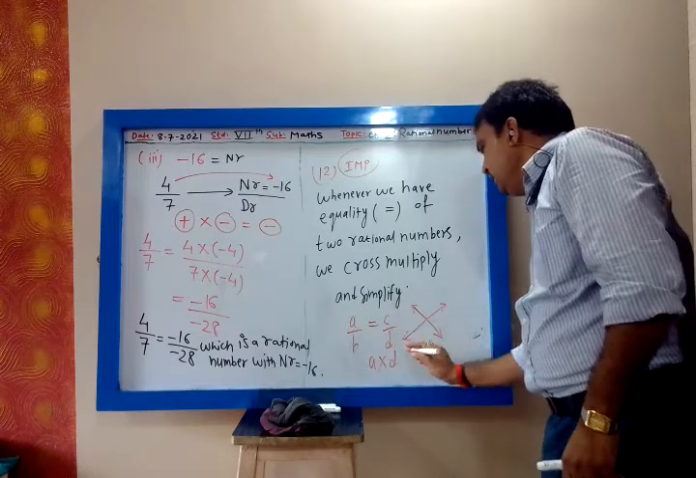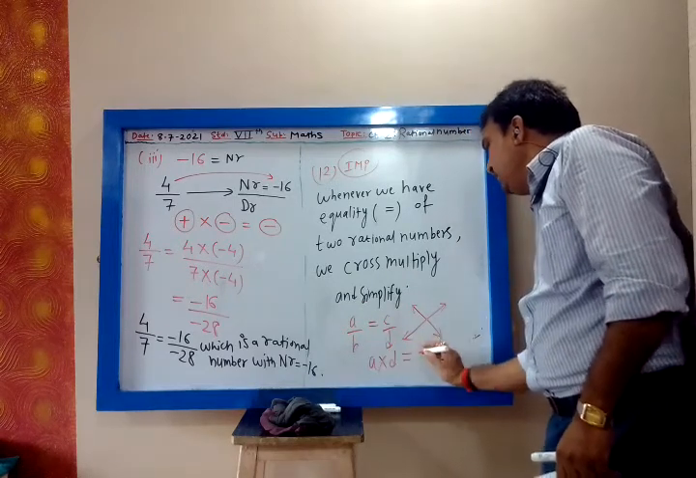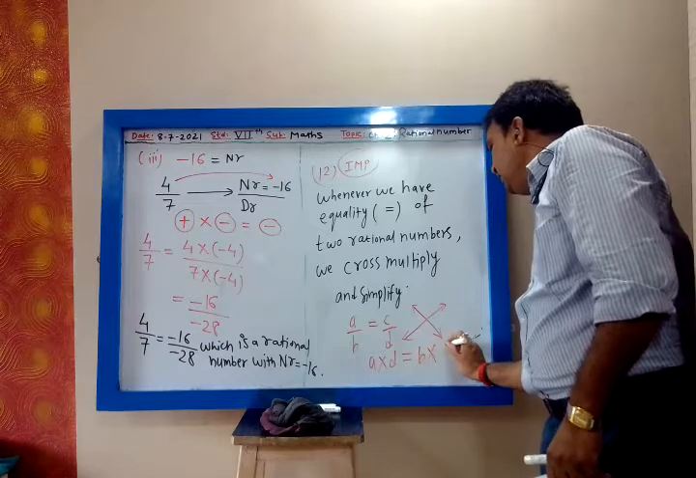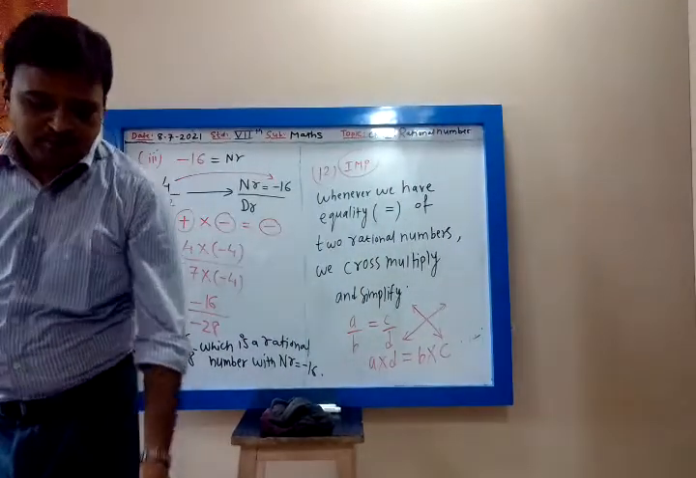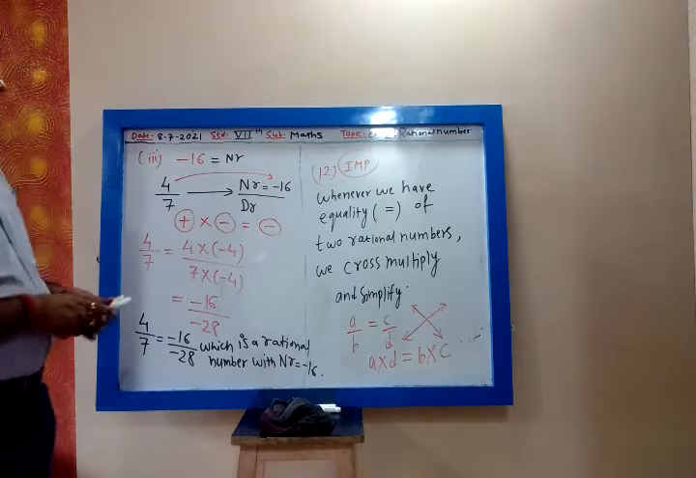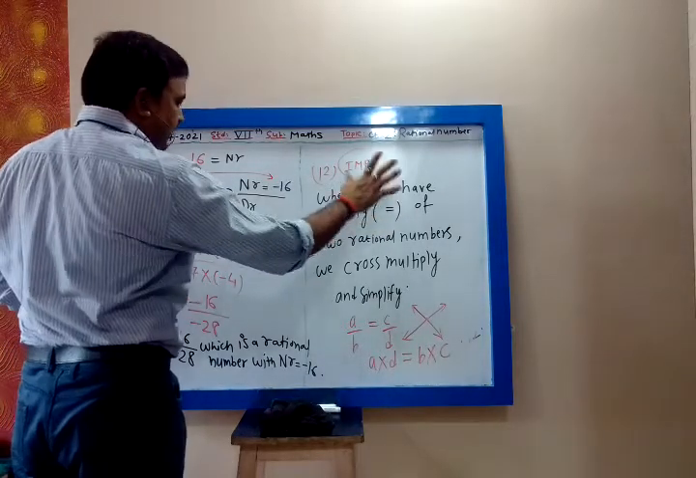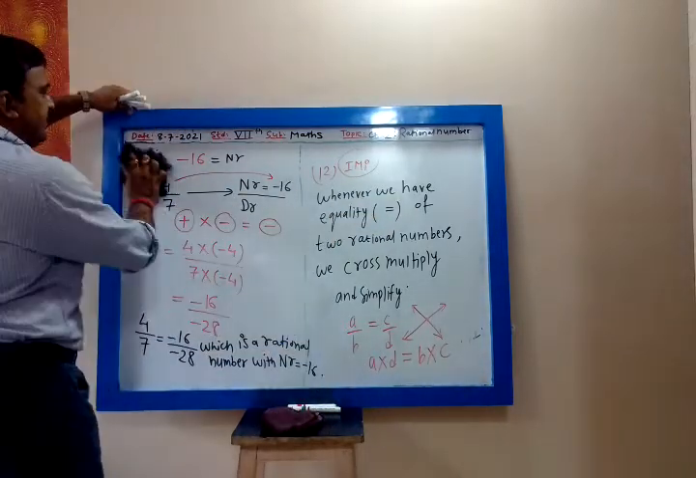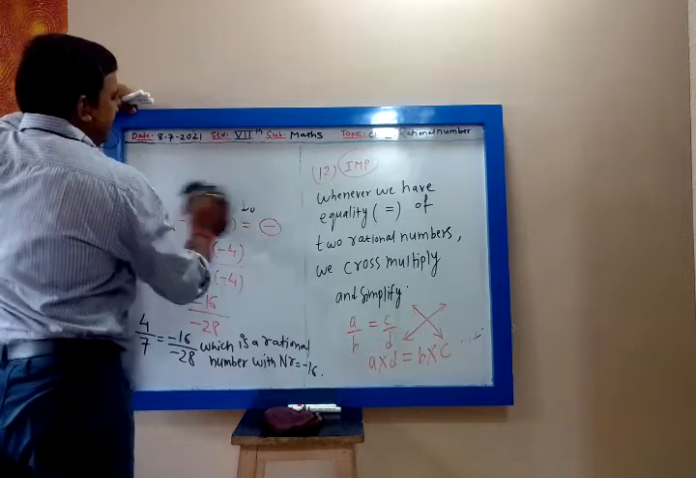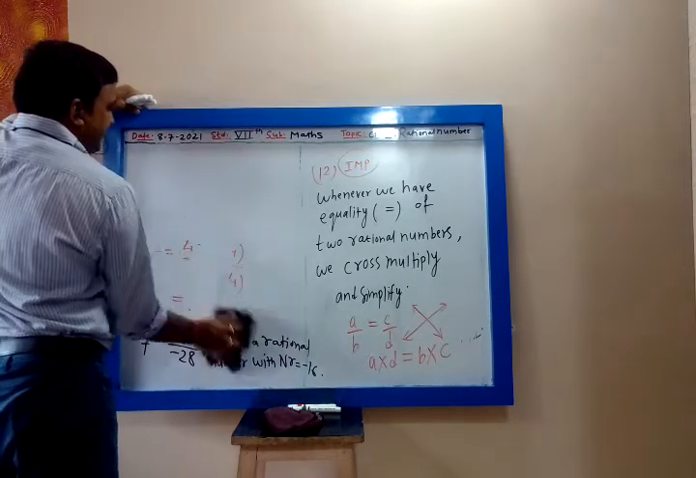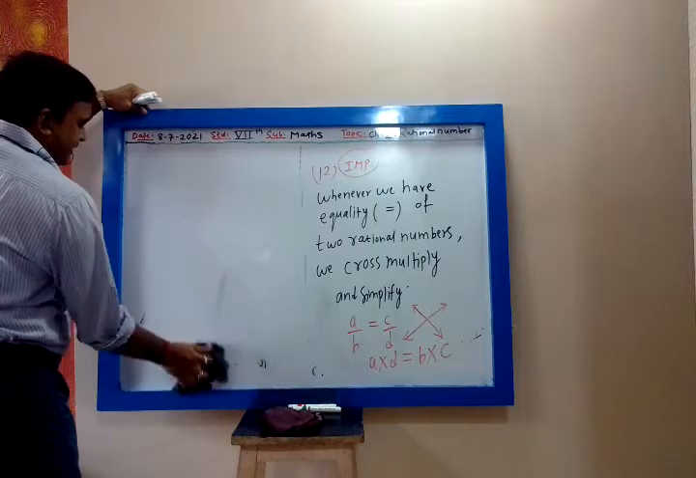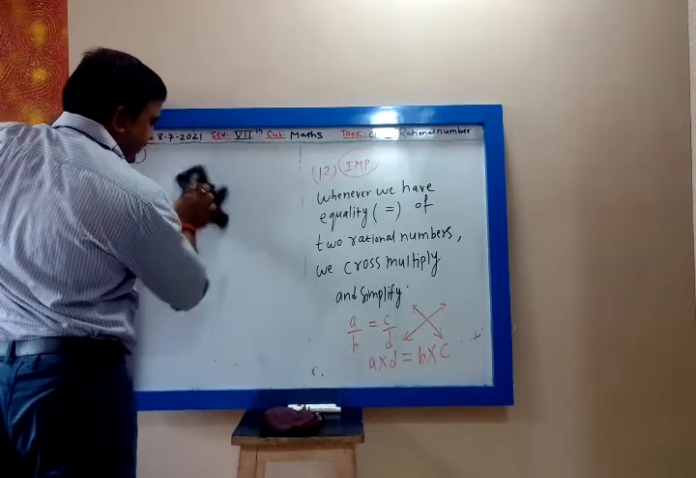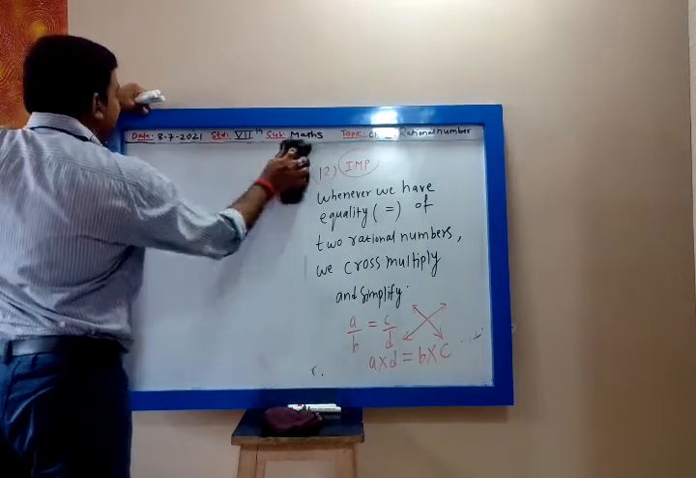A into D is equal to B into C. So whenever you have equality of two rational numbers, you have to cross multiply and simplify. Whenever you see the equality of two rational numbers, immediately cross multiply and simplify.